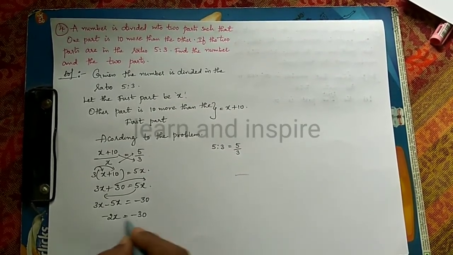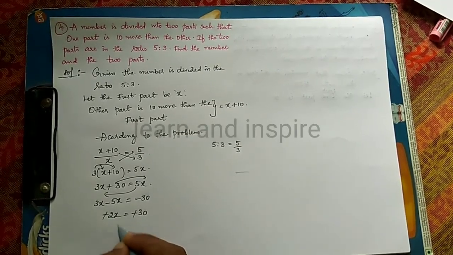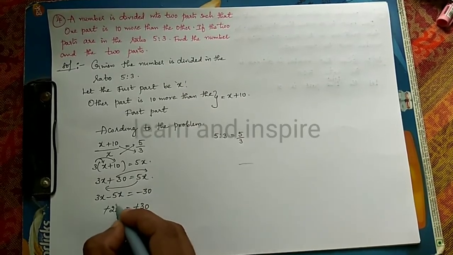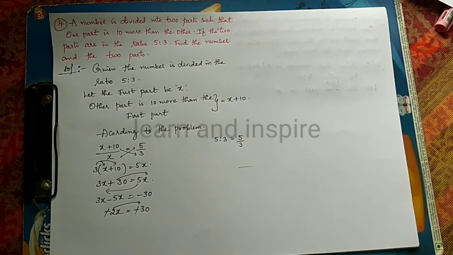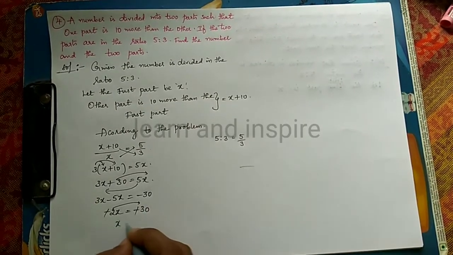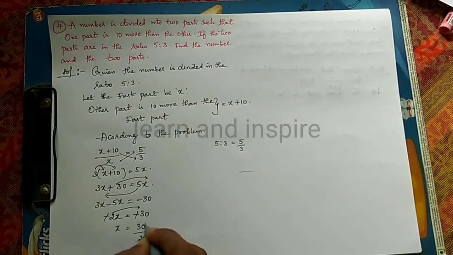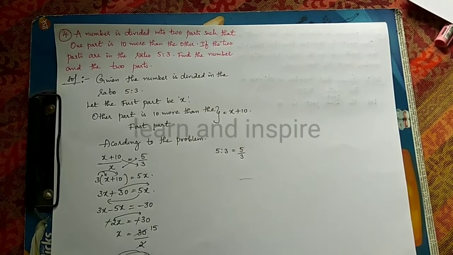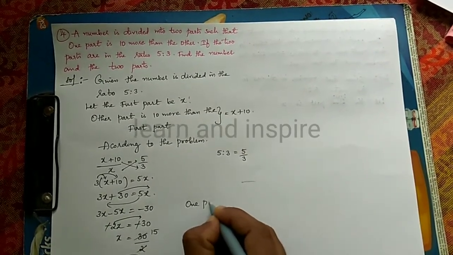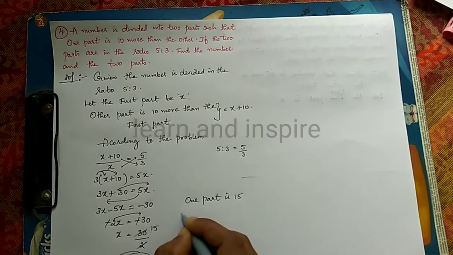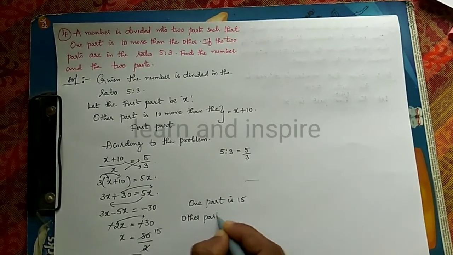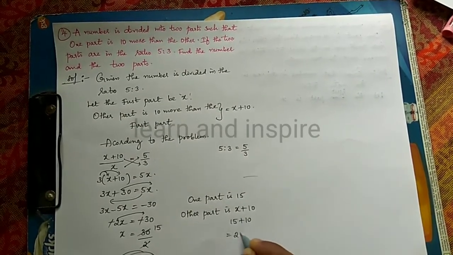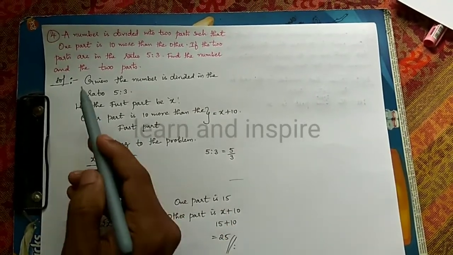On both sides we have negative signs, and between them there is an equal sign, so we can cancel minus and minus. Now 2 is multiplied, so we transpose the 2 to the right-hand side and it becomes a division. That means x is equal to 30 by 2. 2 ones are 2, 2 fifteens are 30, so x is equal to 15. So if one part is 15, then what will be the other part? The other part is x plus 10, which is 15 plus 10, equal to 25. So this is question number 4.